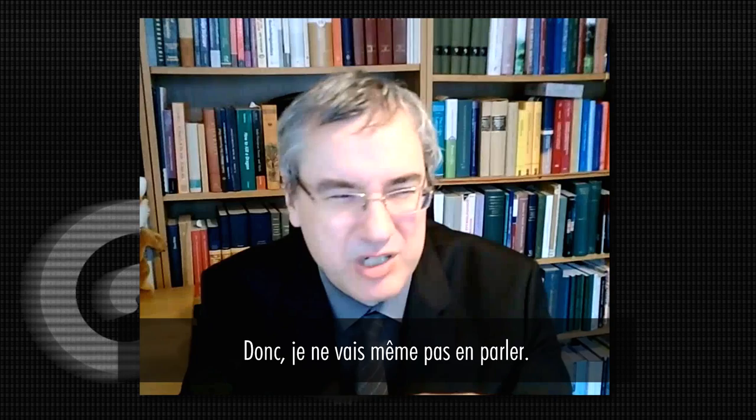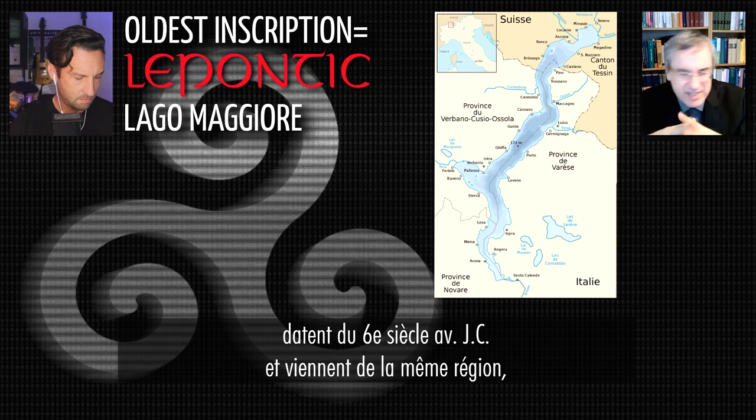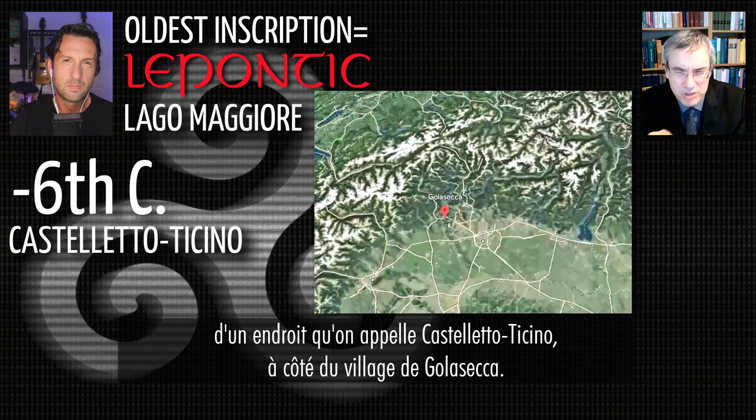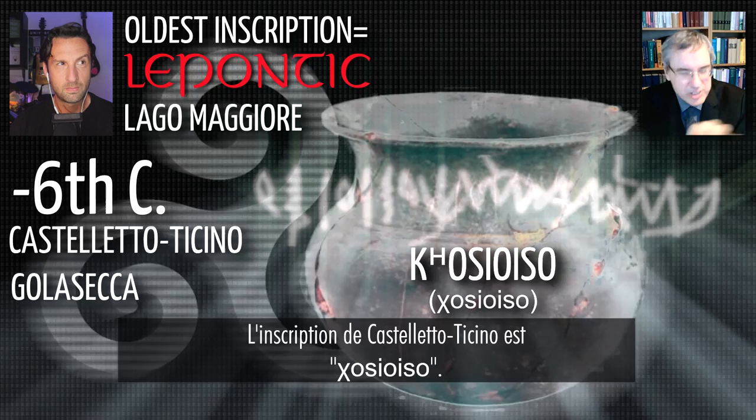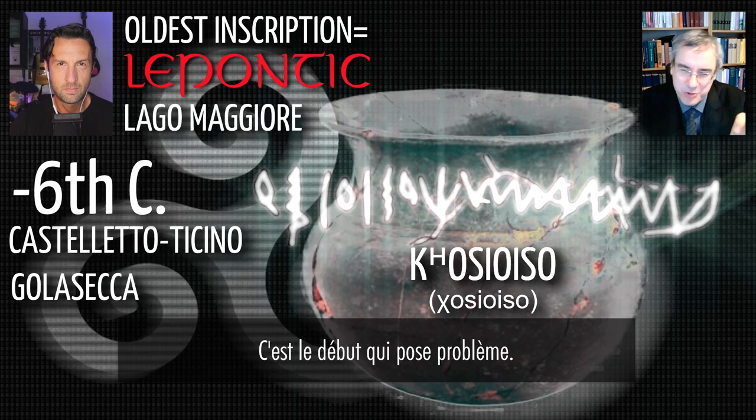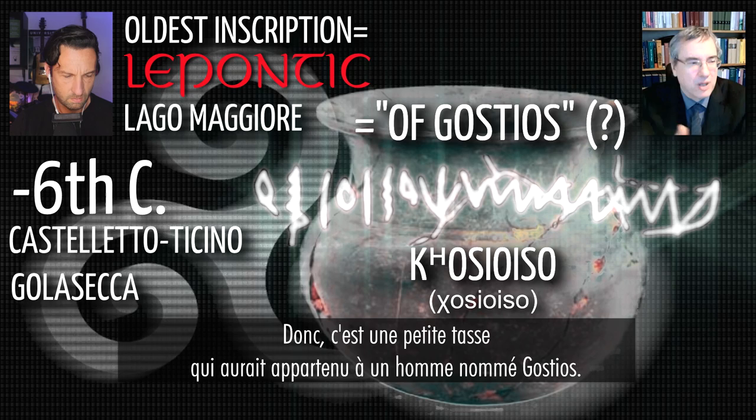The earliest that we're very certain about that is Celtic is one from the early 6th century, from exactly the same region, from a place called Castelletto Ticino, very close to the town or the village of Golasecca. Golasecca is a town which gave its name to a whole archaeological culture. That inscription from Castelletto Ticino says something like, Gossi oiso. The oiso is very clear. That's the ending of a genitive. It means of somebody. The problem is the first part, how to read that. It's usually being interpreted as of Gostios, a name. So it's a small cup, a cup belonging to a man called Gostios.